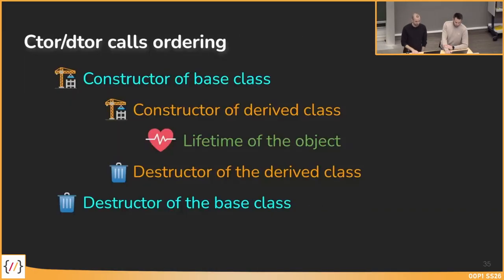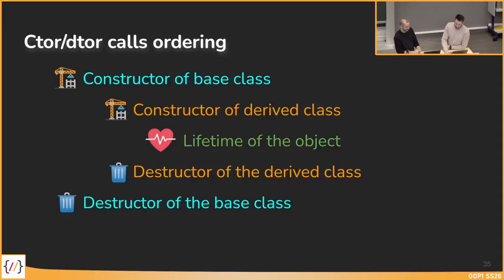So there is this kind of ordering all the time. The constructor of the base class is first called, then the constructor of the derived class is called. Then you have the lifetime of the object. You can do something with the object, whatever you want. Then the destructor of the derived class is called, and then last, the destructor of the base class is called. I think it's not so hard to think about it, but it can create headache, to be honest.